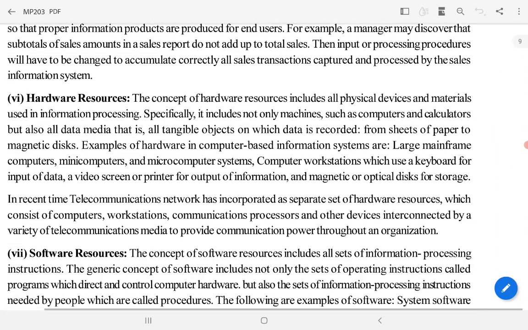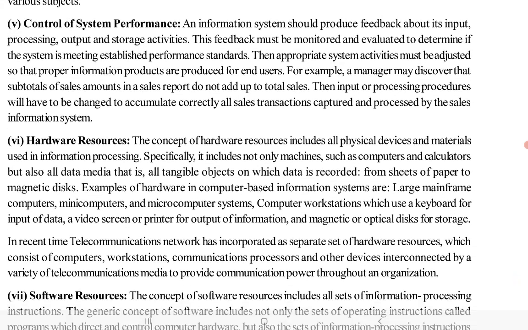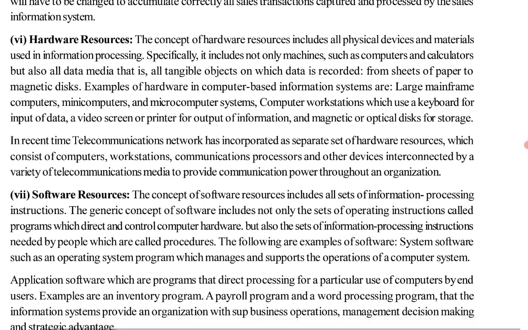Fifth one is control of system performance, meaning an information system should produce feedback about its input, processing, output, and storage activities. This feedback must be monitored and evaluated to determine if the system is meeting established performance standards. So controlling of system performance is done with the help of feedback.